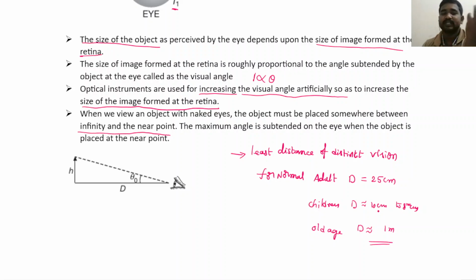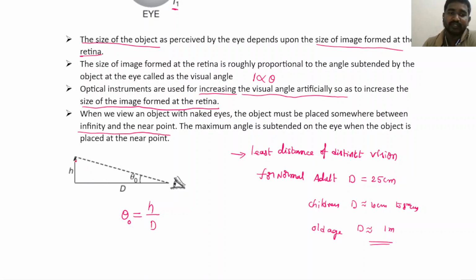Whenever the object is placed at the least distance of distinct vision, the eye sees the object comfortably, in a relaxed position. In this case, if you place an object of height h, and the object is seen by the eye, you can take the visual angle as theta naught. It is the maximum angle to see the object comfortably by the eye. Therefore, theta naught, the visual angle subtended by the object when kept at the least distance of distinct vision, is the maximum angle subtended by the object at the eye. That is, theta naught equals the height of the object divided by the least distance of distinct vision.